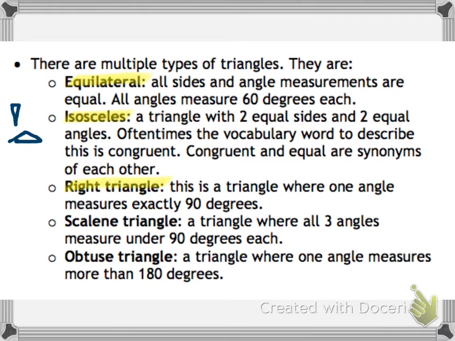Right triangles means one of those angles measures 90 degrees. It looks perpendicular. An acute triangle is when all 3 of your angles are under 90. And an obtuse triangle is when one of your angles is equal to or more than 90. So an obtuse triangle looks like this. The two little ones are smaller because this big one is more than 90 degrees.